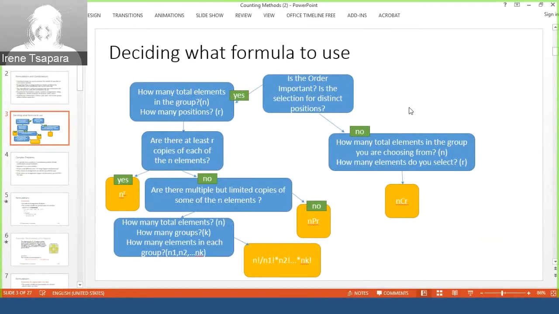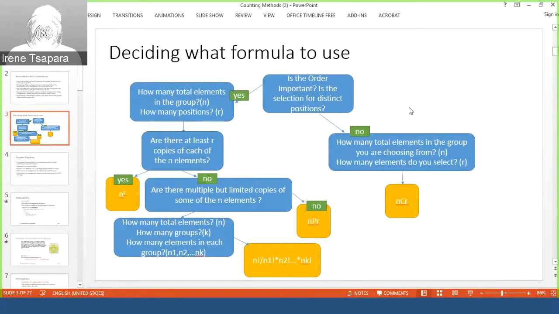So I want to see in how many ways I can arrange 3 students in a classroom next to each other. Well, the order is important. How many chairs do I have? 3. How many students do I have? 3. So the n is 3, the r is 3. Okay. In this case, when the order is important, immediately it means that we deal with permutations. If the order is not important, then we deal with combinations.